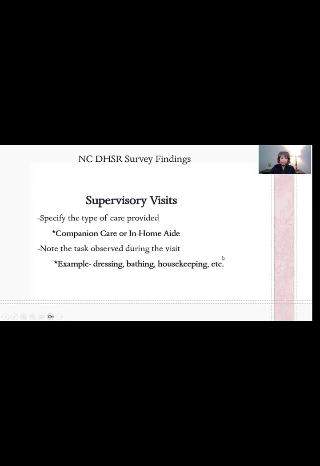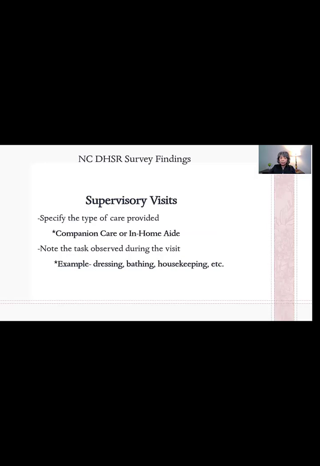Supervisory visits, I just mentioned those. They would like for you to indicate, if you go to visit that client for a supervisory visit, they would like for you to note, is it a companion care client or is it an in-home aide? Or does that client have an in-home aide or a companion? Which type of client or aide do you have working with them? They want to see you indicate that on the supervisory visit.